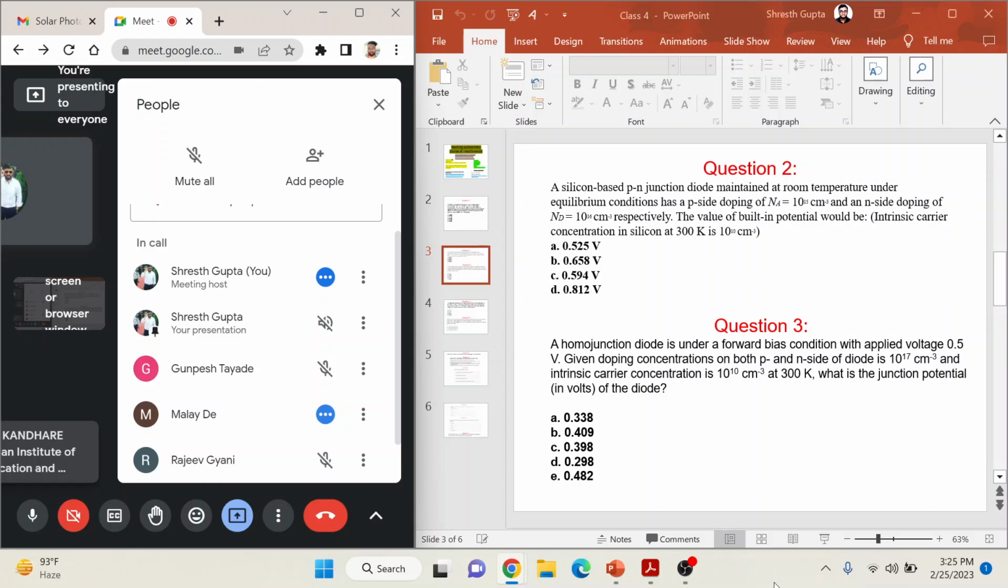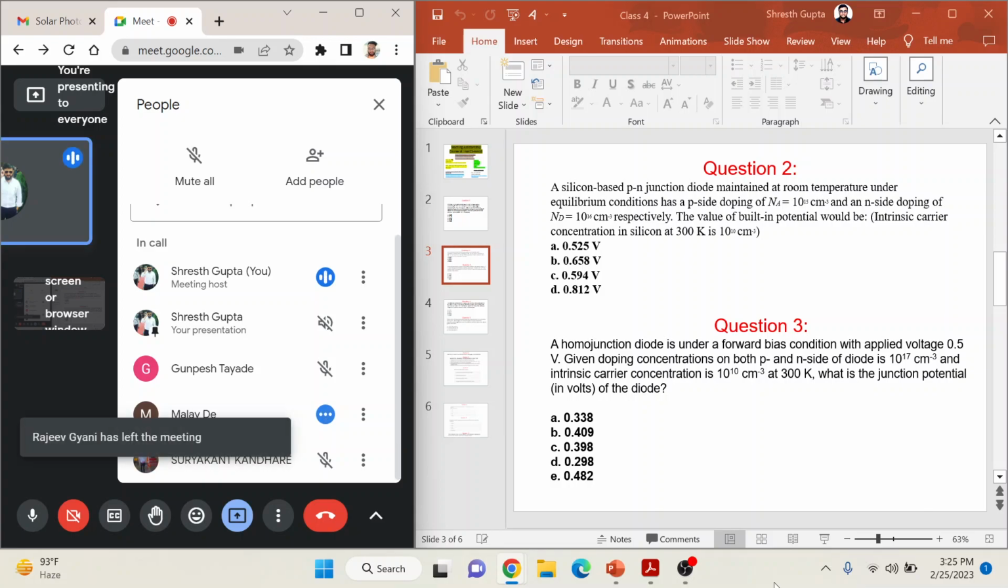Sir, option D. Okay, you give a try. That's nice. Let's see. We will discuss the solution. I'm not reminding you, but we'll give you a solution. Okay, we are trying to solve this question number two.